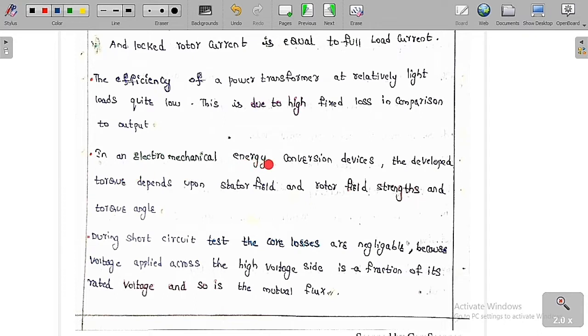In an electromechanical energy conversion device, the developed torque depends upon the stator field, the rotor field strength, and the torque angle. I have already told you, the torque is directly proportional to the stator flux into the rotor flux into sine of delta, where delta is the load angle between phi s and phi r. It's a very important point.